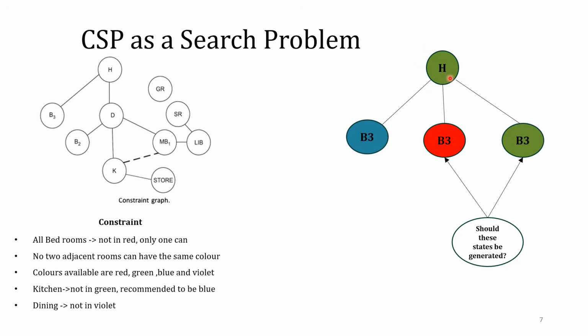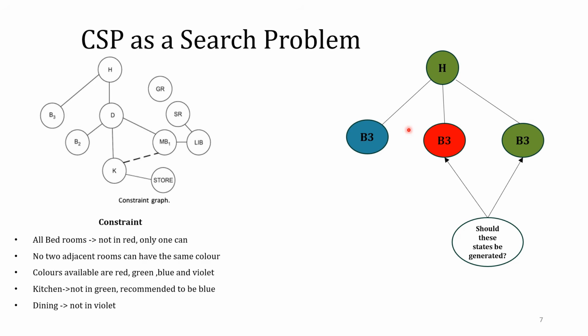This is green in color. Once the hall is green in color, then this B3 cannot be in green. So preferably B3 in blue, red, and again green. Actually these are all the possible states available in the state space. So options are blue, red, green. But the question is, as the hall is green, this B3 can't be in green, as the constraint tells, no two adjacent rooms can have the same color. So this is probably not required.